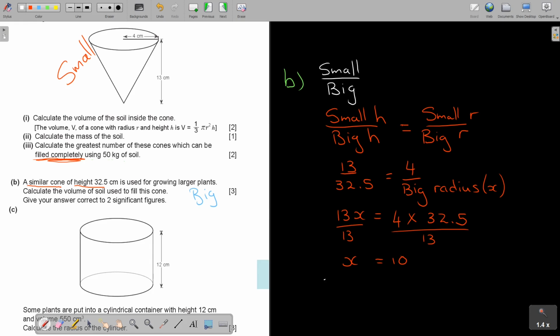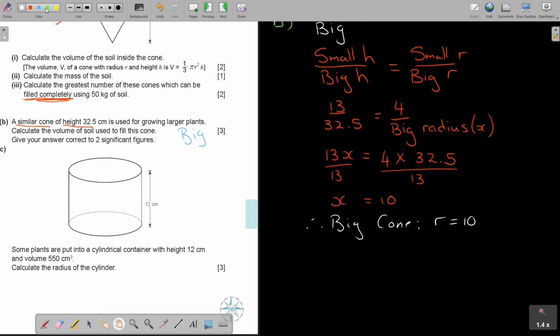So therefore, let's say the big cone radius equals 10. I need it, because now I'm going to go further. And I just do exactly the same as I did. I want the volume. So calculate the volume of soil used to fill this, the volume of soil. So give your answer correct to 2 significant figures. So to find the volume, again, it's a third of a cylinder. So area of base times height. But they gave it to you.